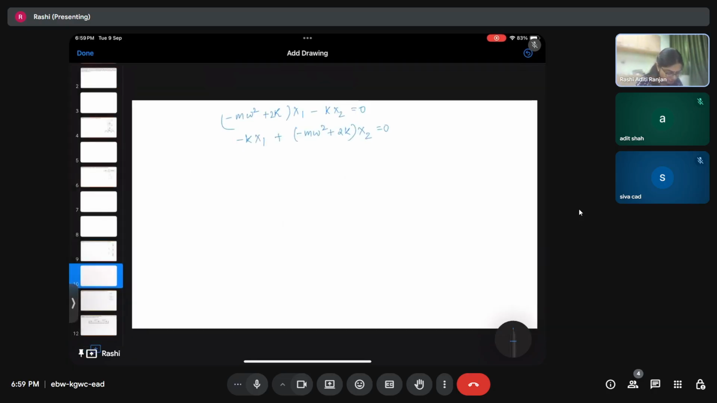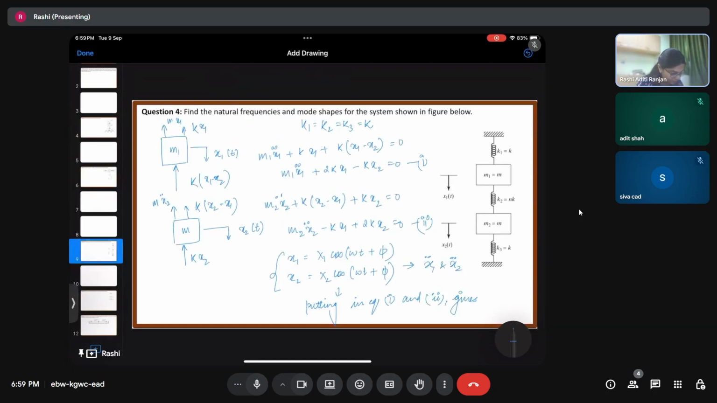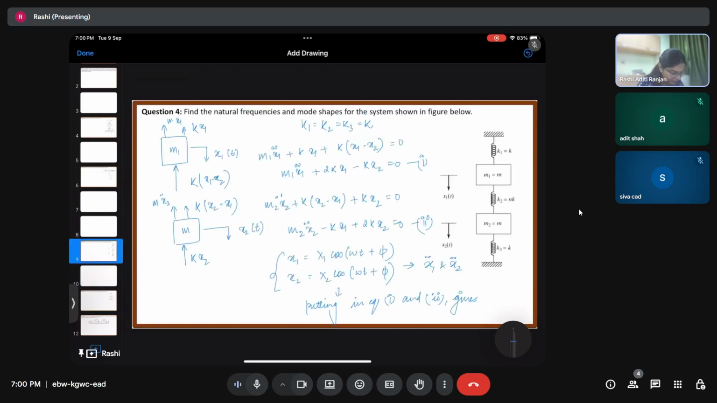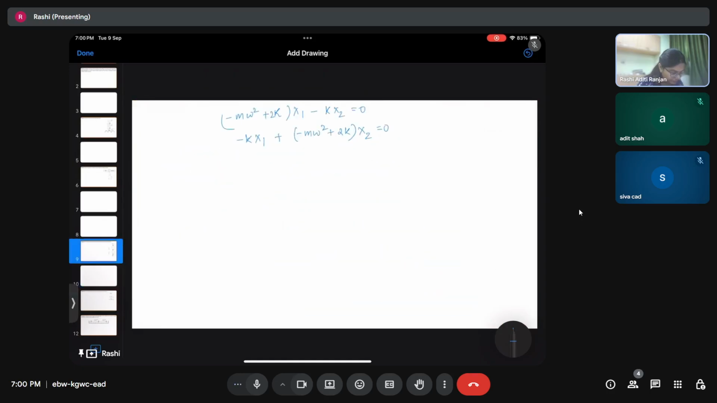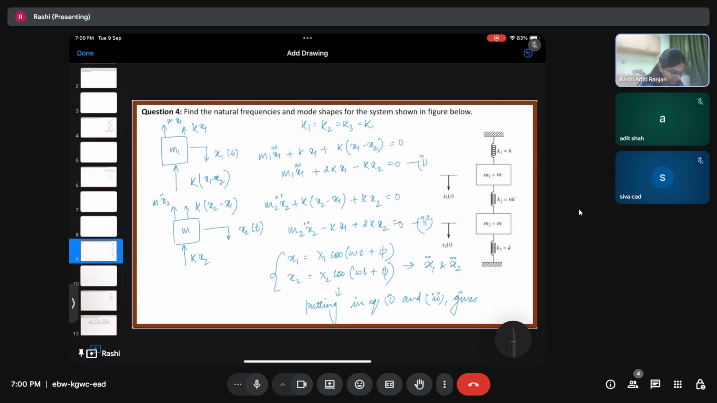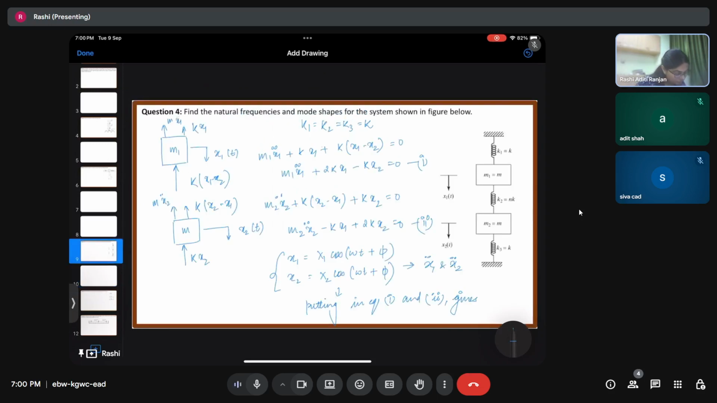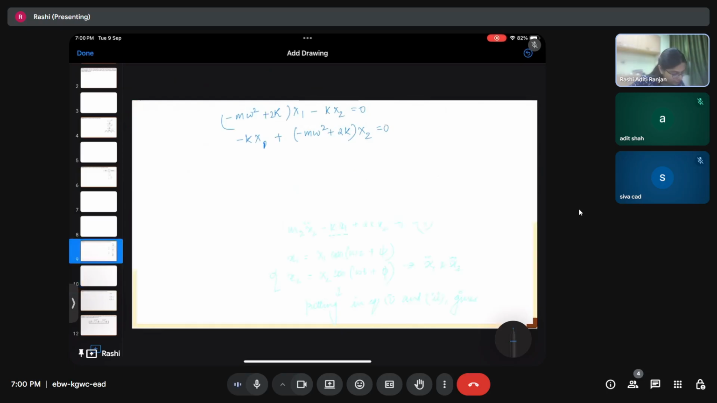Let me check once. Minus m omega square plus 2k, minus k, into X2. Okay, it should be X1. Yeah, that's fine. Yeah, minus k X1, and then m2 with omega square in the negative direction plus 2k. Yeah, okay. This is going to be equal to 0.